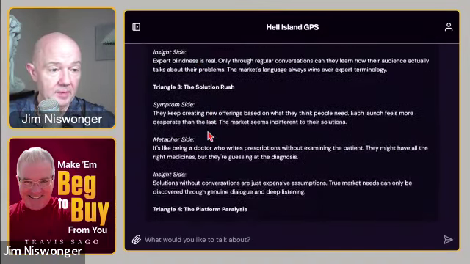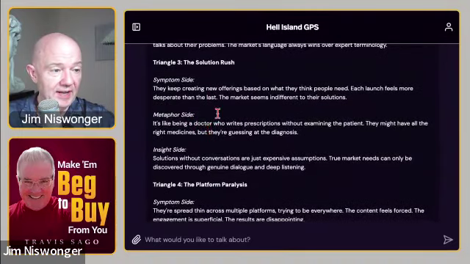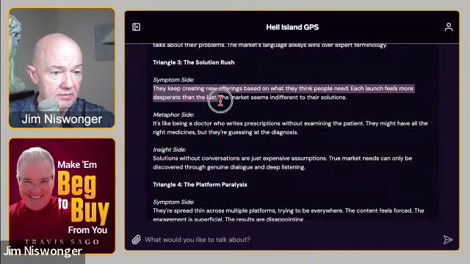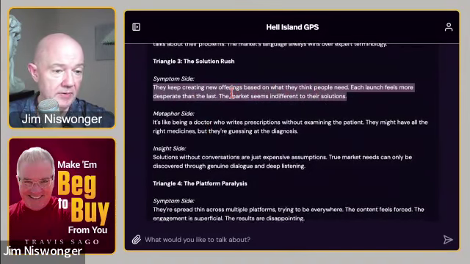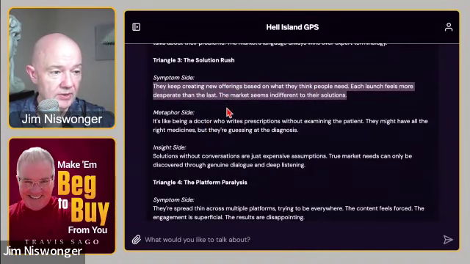And then the solution rush. Keep creating new offerings based on what people need. Each launch feels more desperate than the last. Market seems indifferent to the solutions. Once again, it can be more finger-pointy, but it's pointing in the right direction. Doctor who writes prescriptions without examining the patient.